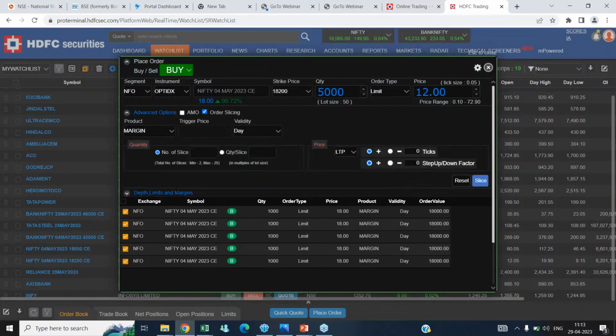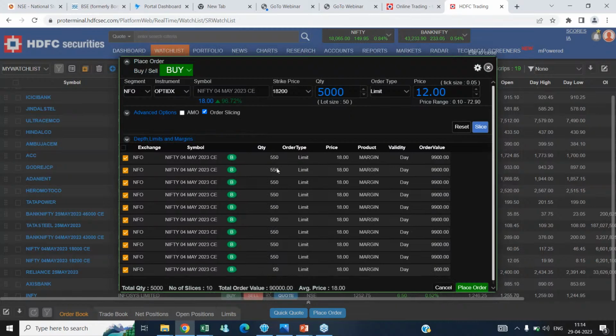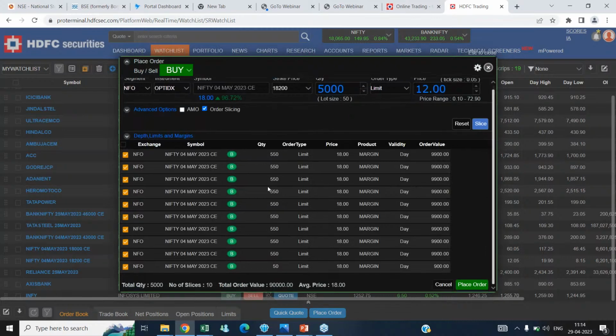If you don't want it by number of orders, if you want it by quantity, that also you can do. Suppose you enter 550 shares, you want to distribute these 5,000 shares on a per order basis, and 550 shares should be per order. Once you click on slice, you will be able to see the orders distributed into 550-share quantities. If you total them all up, it is 5,000 shares in total that will be executed in the exchanges. So this is how you can slice this order.